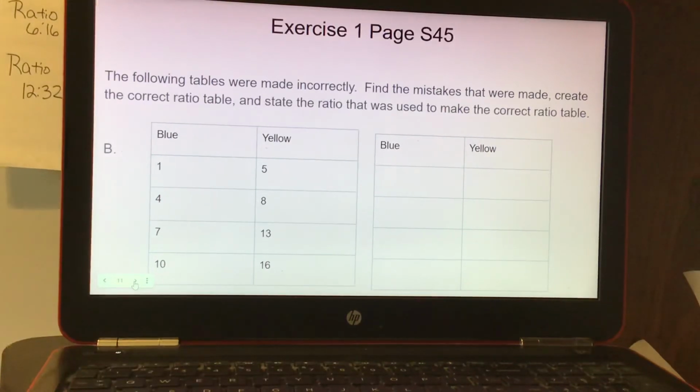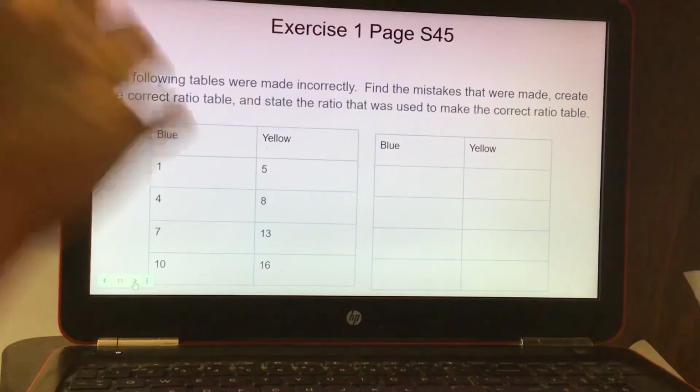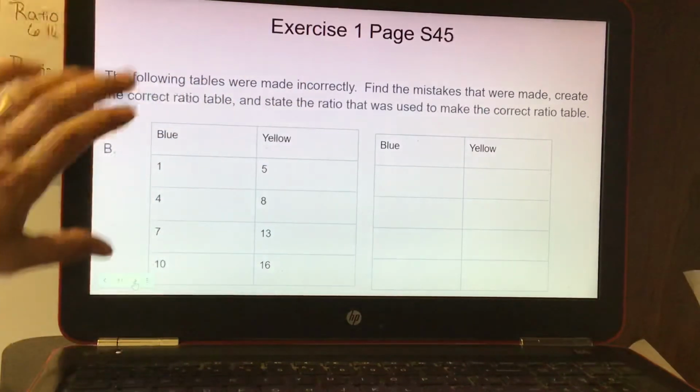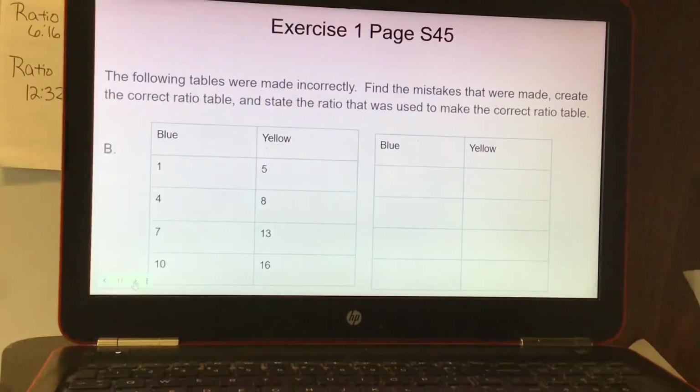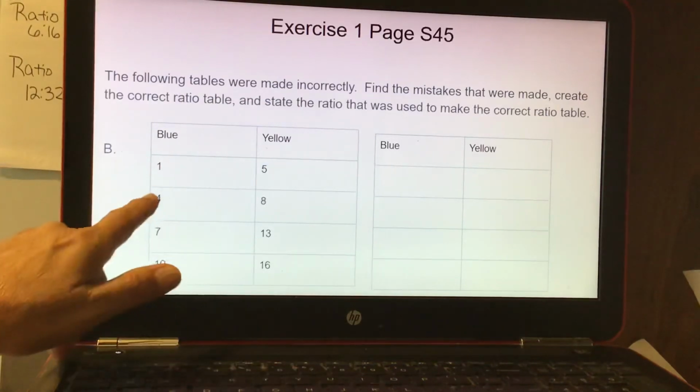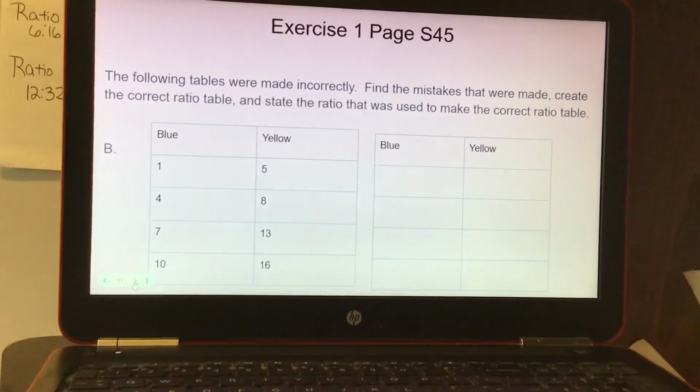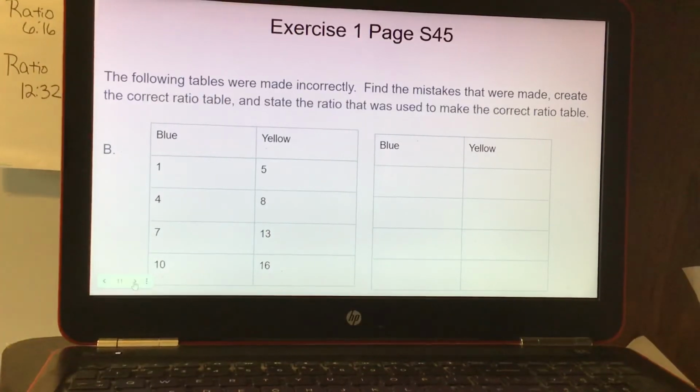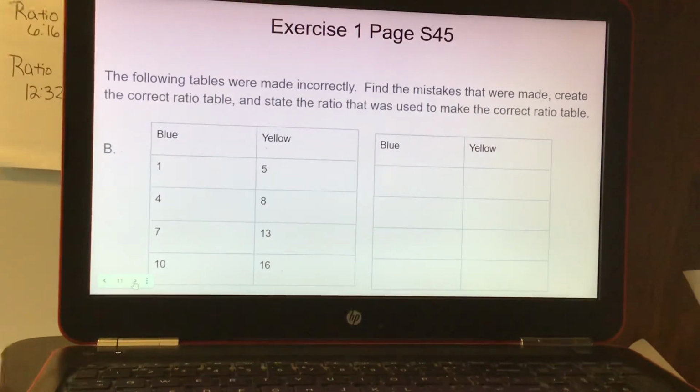Okay, the following tables were made incorrectly. This is the same exact scenario, so something's wrong. Let's look. We have 1 to 5, we have 4 to 8, we have 7 to 13, we have 10 to 16. So what can we do to change that, to make it correct?